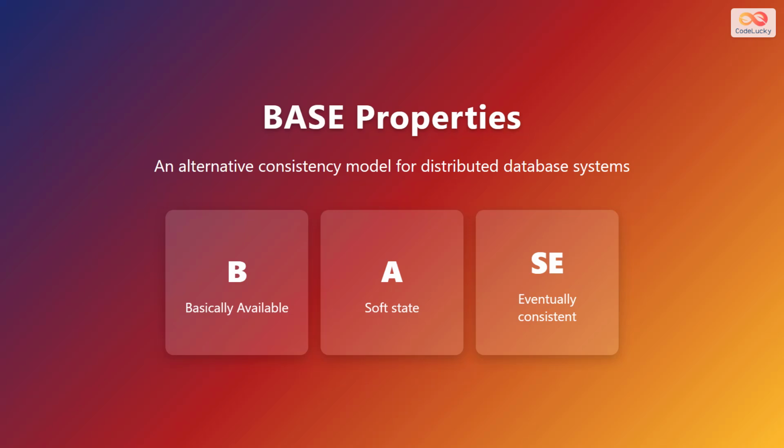In this video, we're going to explore BASE properties, an alternative consistency model used in distributed database systems. BASE stands for basically available, soft state, and eventually consistent. We will look at each of these properties in detail to understand how they differ from the more traditional ACID properties.